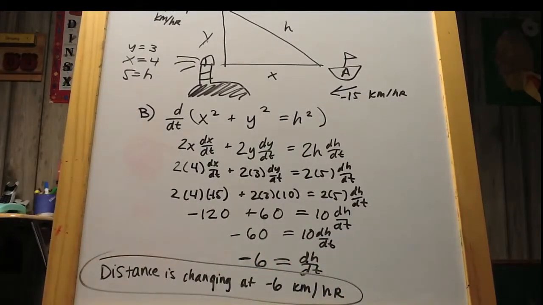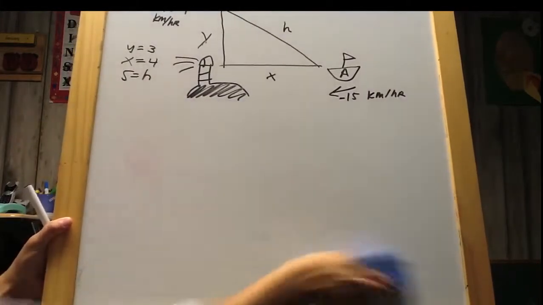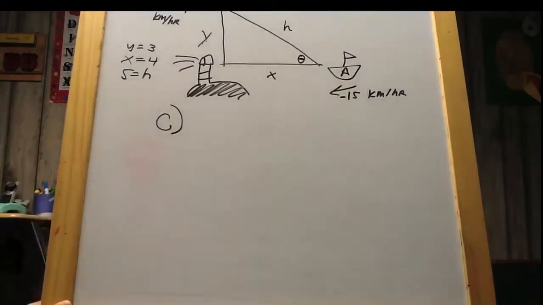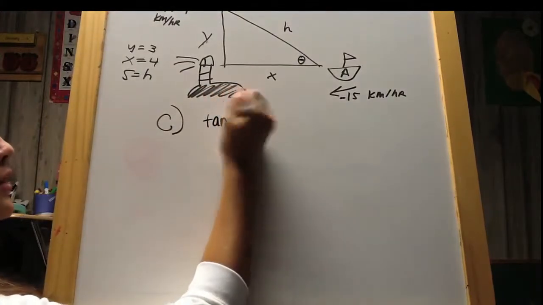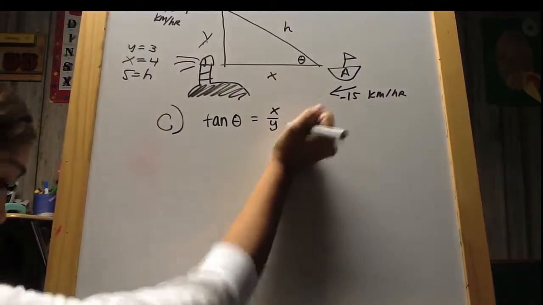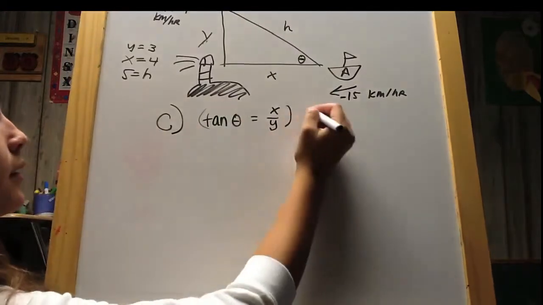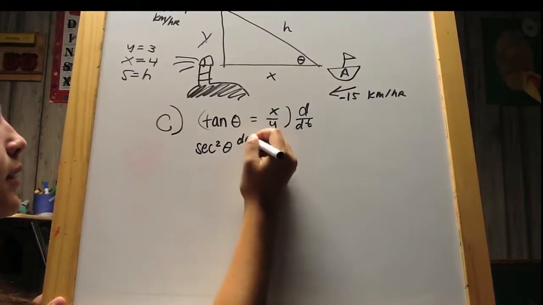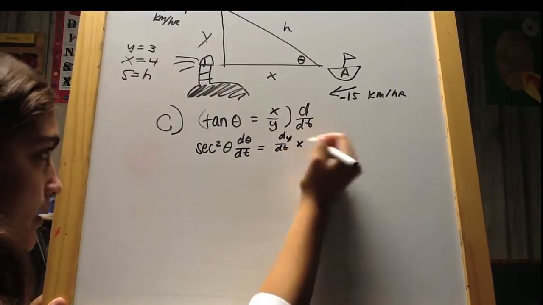From here, you just substitute and solve and get that the rate of change between the two ships is negative 6 kilometers an hour. Now part C asks you to find the rate of change of this angle theta in radians per hour when x equals 4 and y equals 3. This is slightly different than part B, but it has the same general steps. Since we are finding an angle, we are going to use the trigonometric equation, which would be tangent in this case. Now, when we take the derivative, we must remember trig identities and use the quotient rule. Make sure you put in the variables with respect to time.